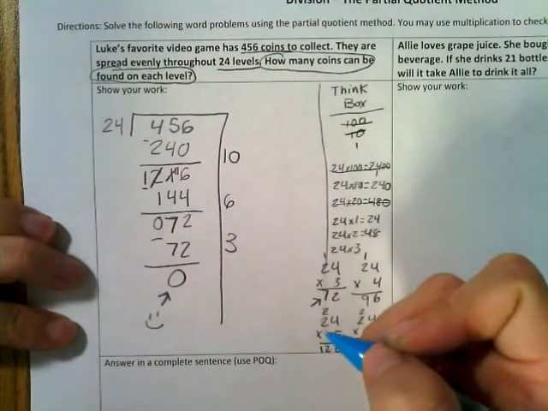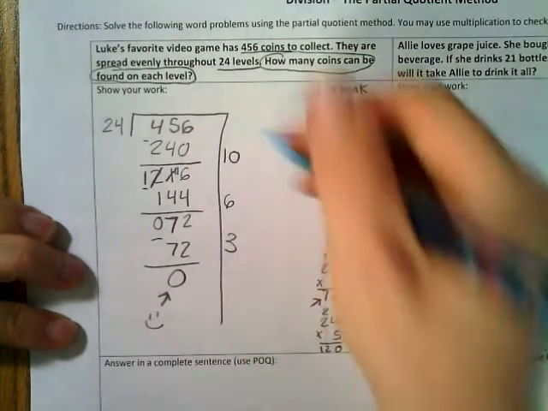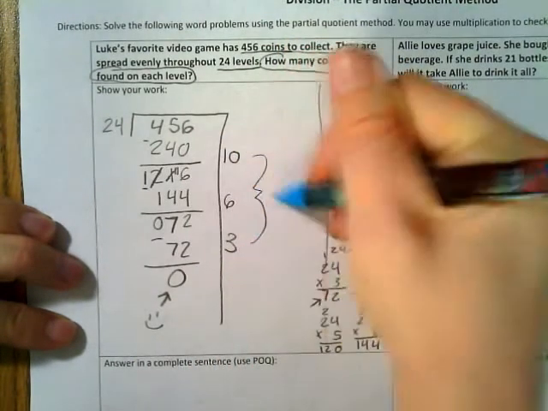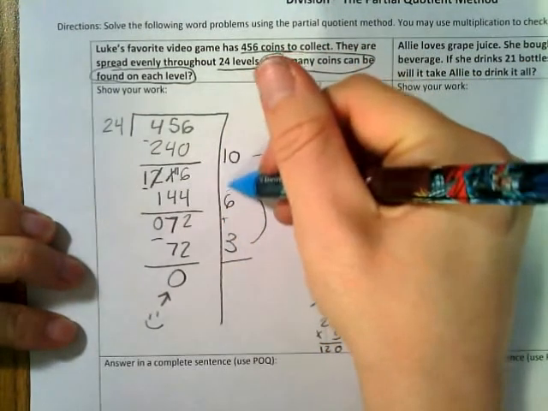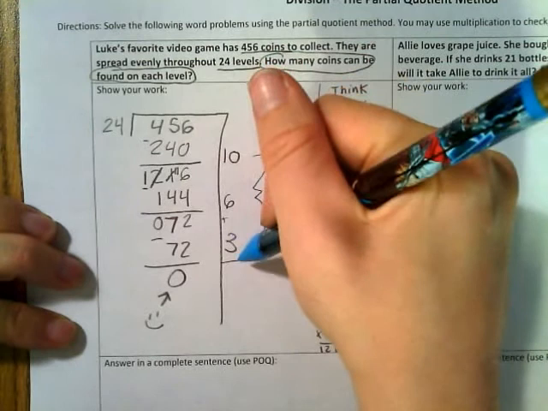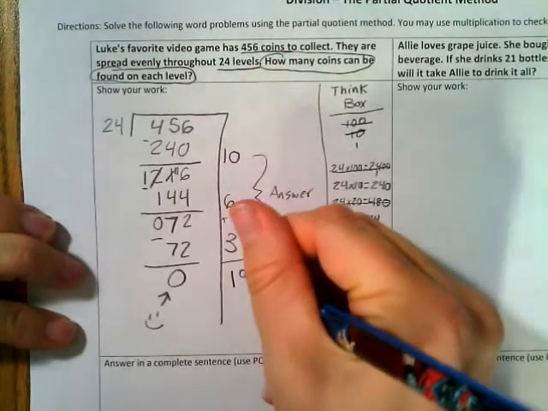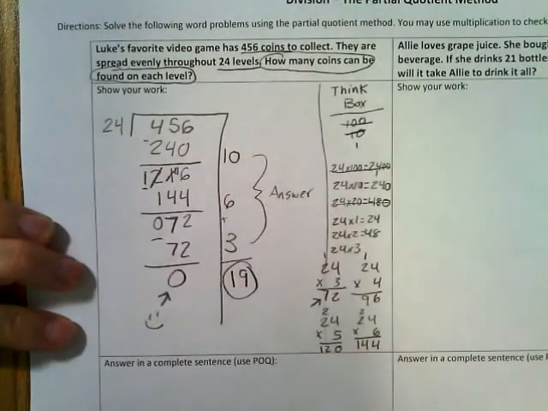That makes us happy. All right, so there isn't a remainder, and this is where we find our answer by adding it up. 6 plus 3, 6, 7, 8, 9. 9 plus 10 is 19. So our answer is 19.